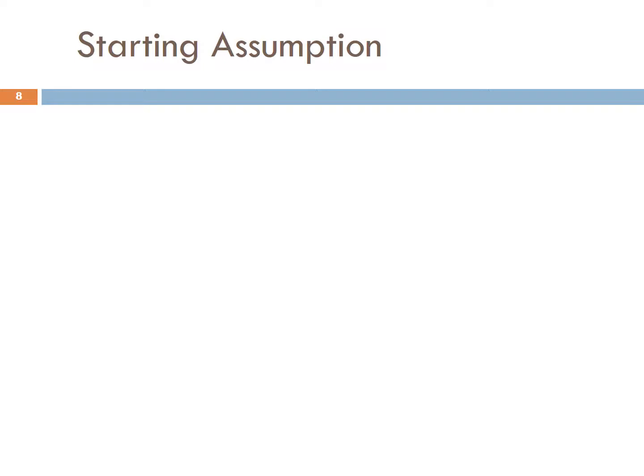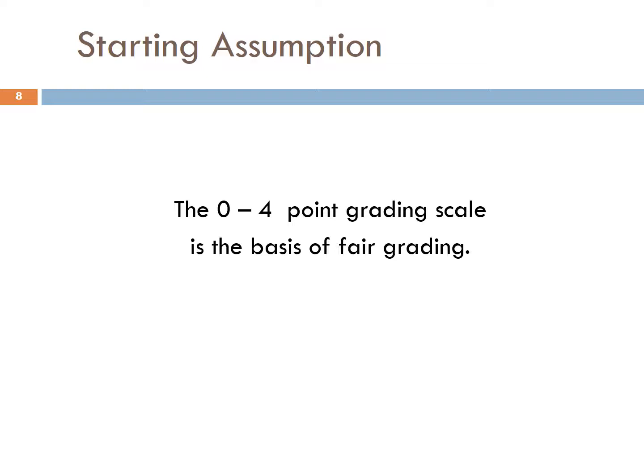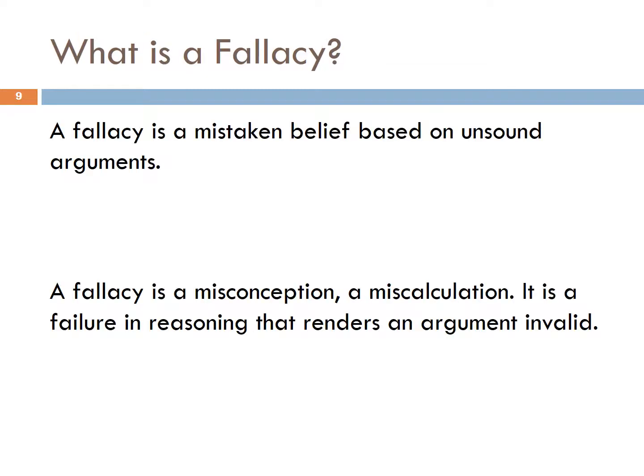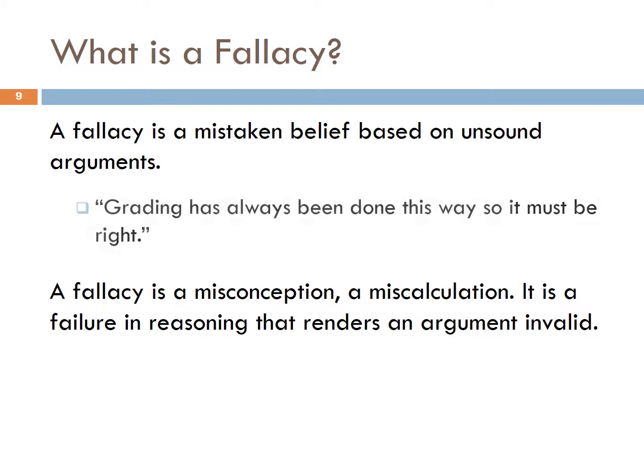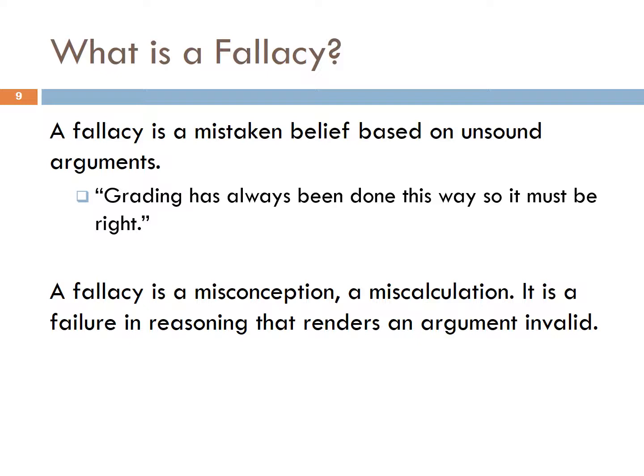What is our starting assumption? The 0 to 4 point grading scale is the basis of fair grading. What is a fallacy? A fallacy is a mistaken belief based on unsound arguments. An example is, grading has always been done this way, so it must be right. This is referring to the 0 to 100 grading scale.